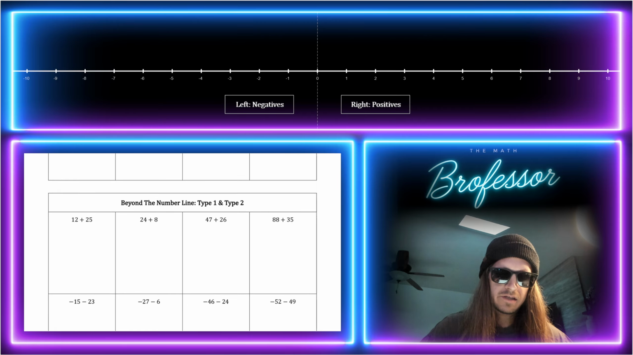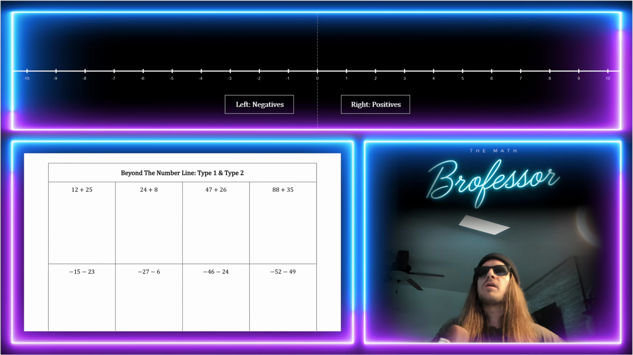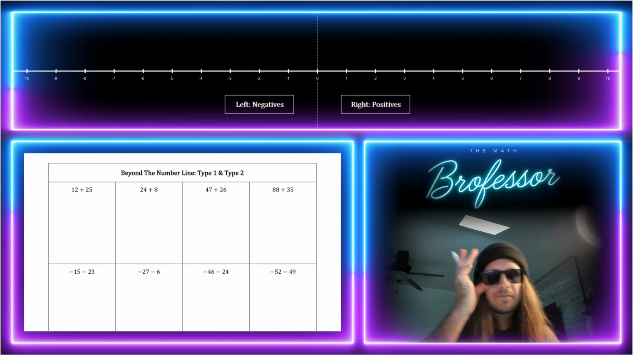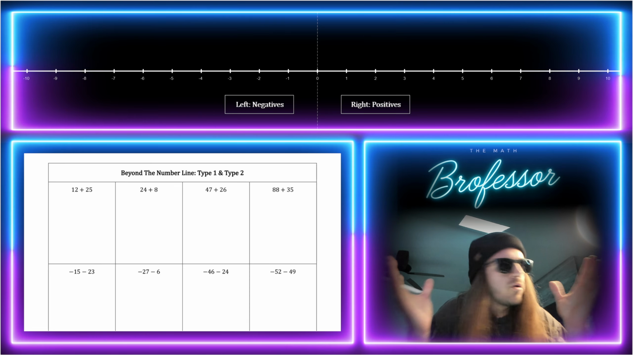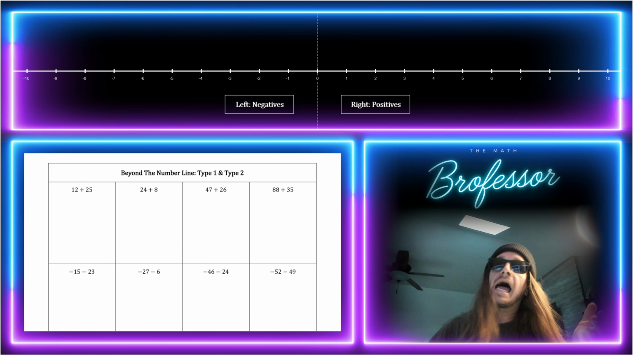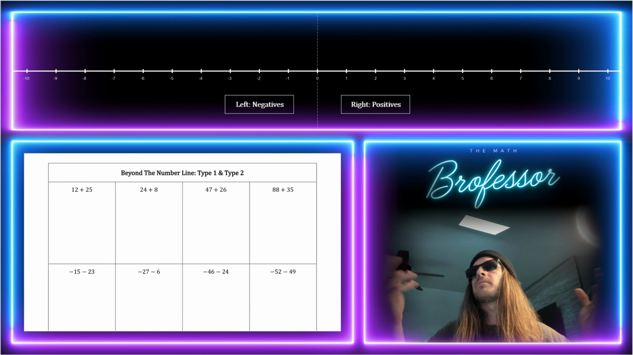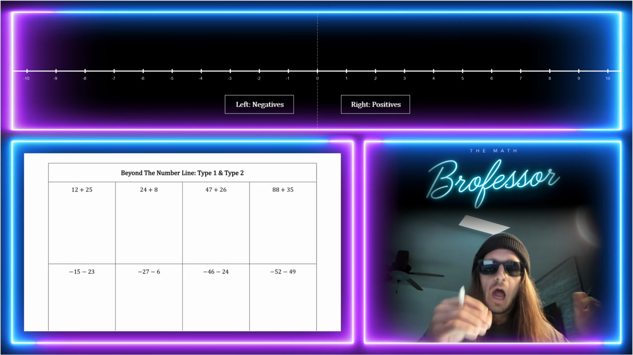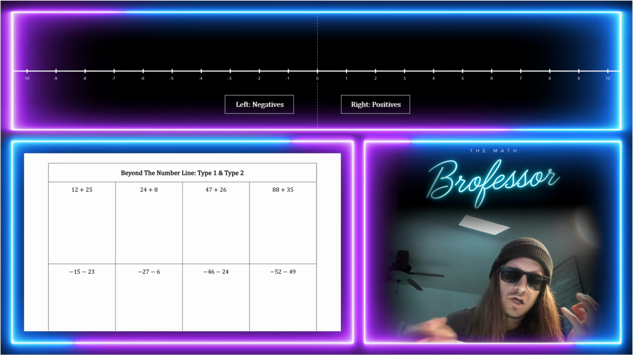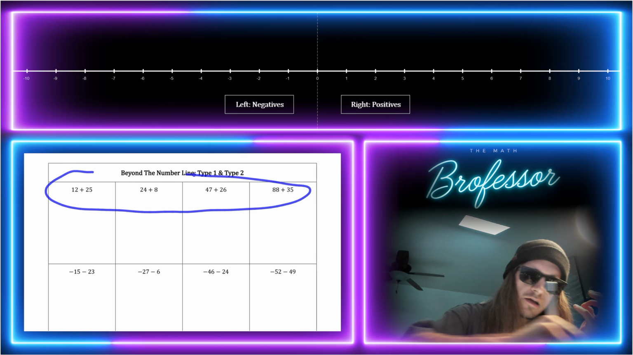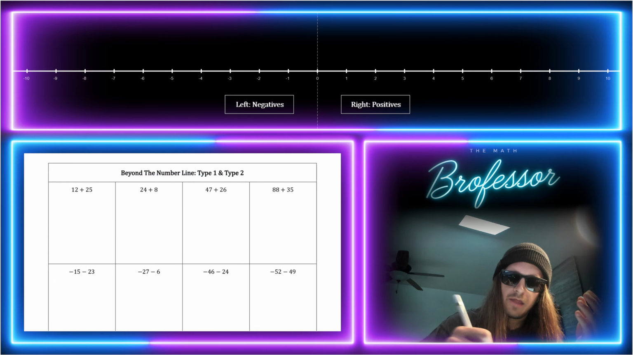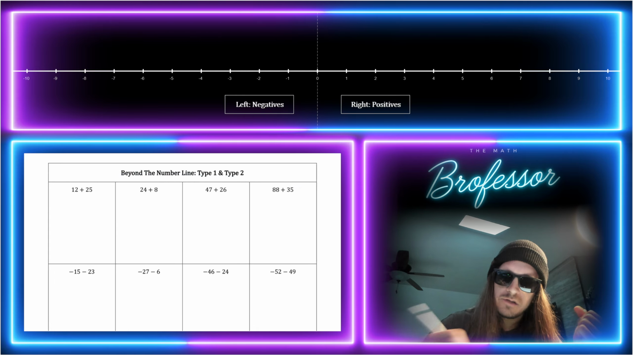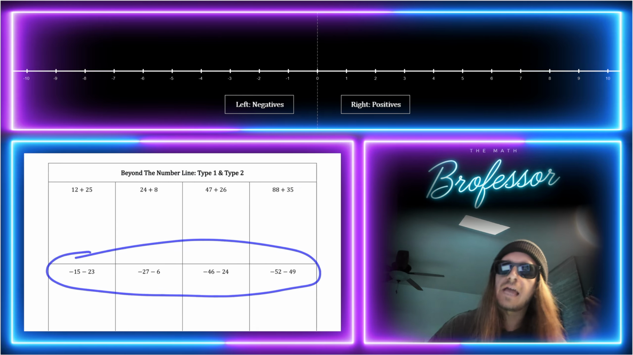Okay, and this brings us to this: beyond the number line, type 1 and type 2. So obviously, you're not just going to only ever add numbers that are less than 10, right? My number line is only from negative 10 to 10. How do you handle bigger numbers? So we're going to start here with this type 1 top row, and then we're going to use the fact that type 1 and type 2 are negative to figure out the second row.